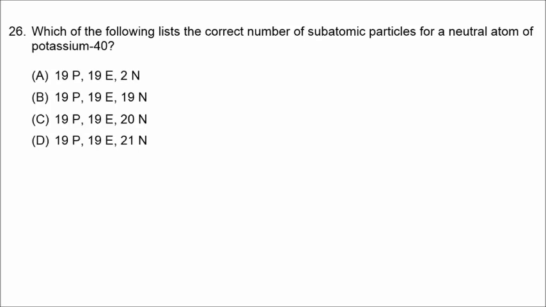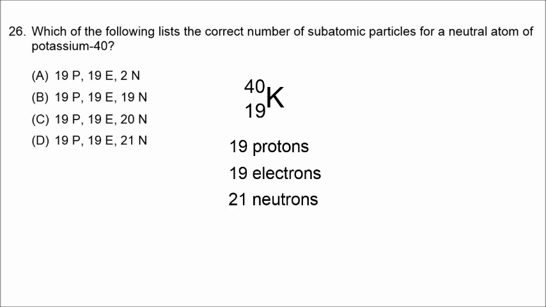Number 26 is just asking us to list the correct number of subatomic particles. We have a neutral atom of potassium 40. So potassium has atomic number 19. If it is neutral, it has 19 protons and 19 electrons, and 40 minus 19 is 21. So the correct answer for 26 is D.